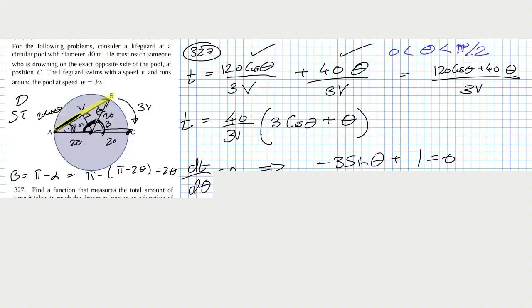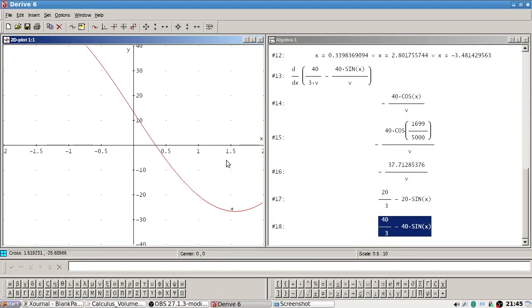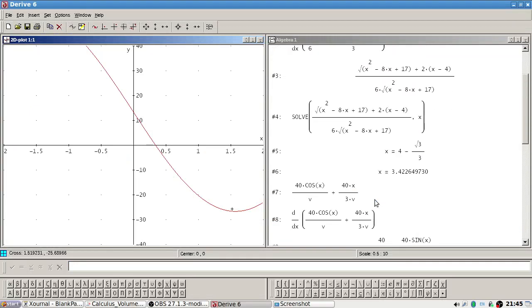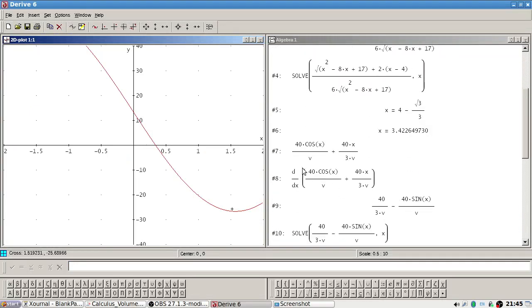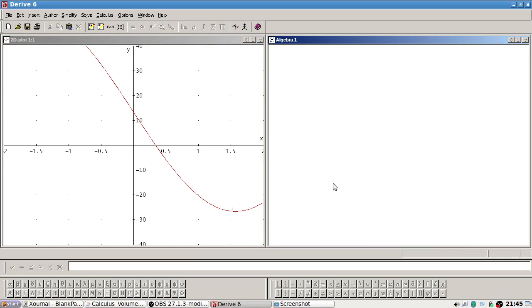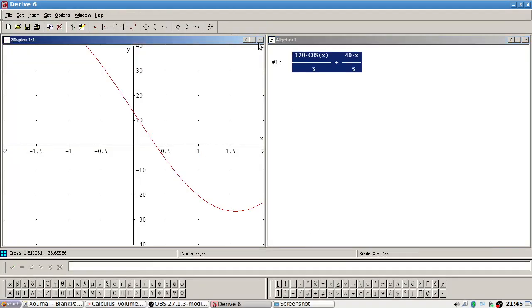But I get a negative answer. Why am I getting a negative answer? Oh, that's the sine formula. Did I type the formula in wrong? Oh, hang on. Okay, let's type this in again. 120 cos theta over 3v plus 40 theta over 3v. Okay, that's better. So yeah, we can see it's a maximum time.